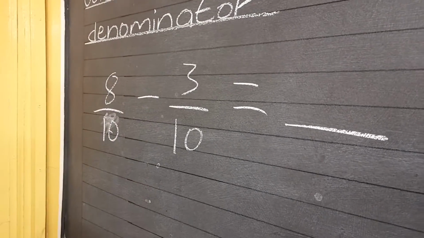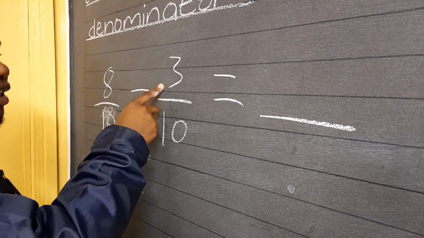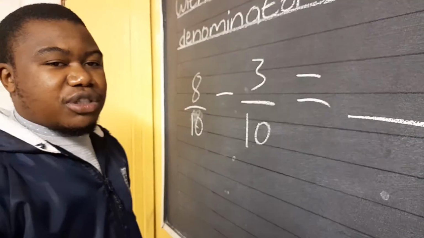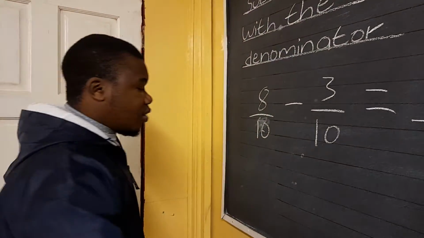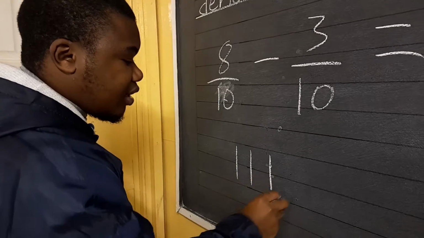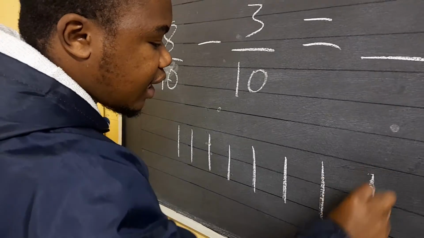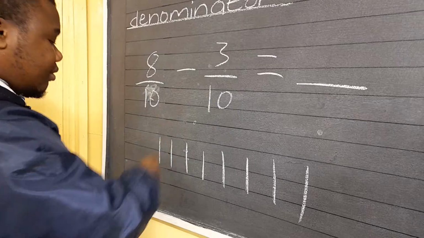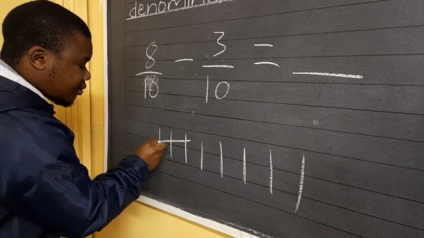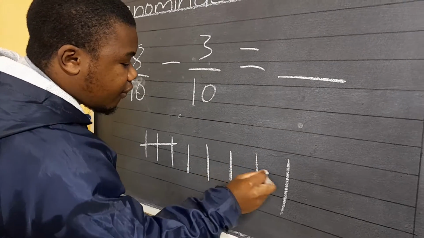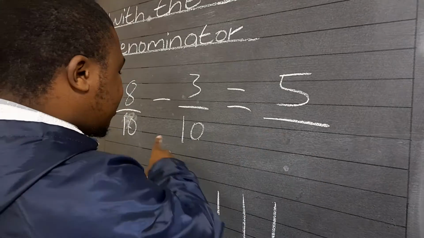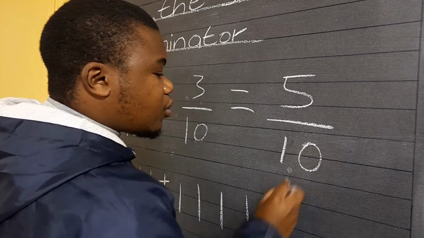Are we clear? So all you have to do is subtract the numerators, the top part of the fraction. So we will say 8 minus 3. Last time I gave you a way of counting using your rulers, but we can use this other way. I would love for you to use your rulers. 1, 2, 3, 4, 5, 6, 7, 8 minus 3. 1, 2, 3. So we count 1, 2, 3, 4, 5. So the answer is 5. The denominator stays the same, so it's going to be 10.